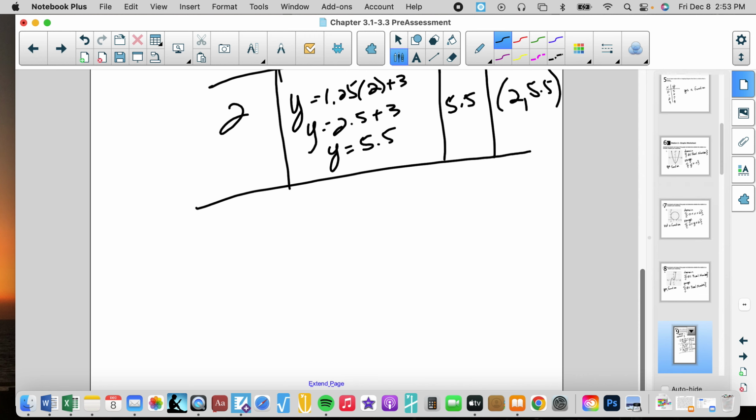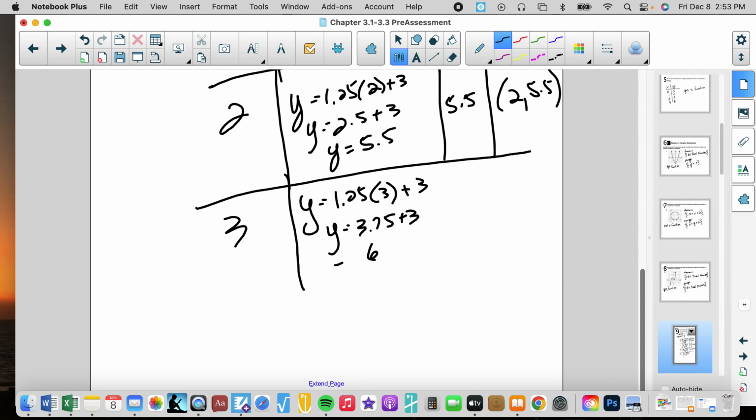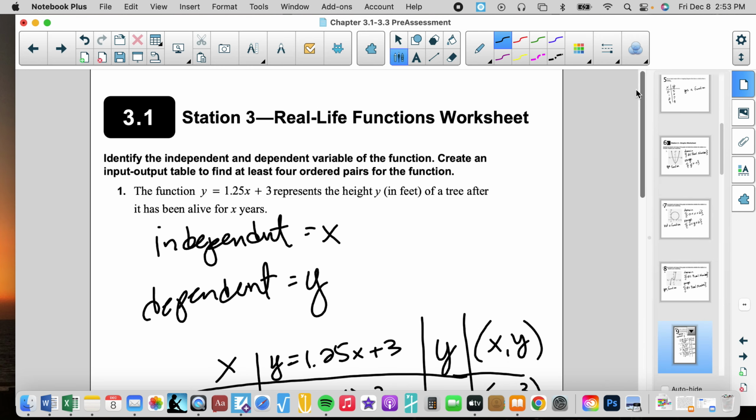Last one, year 3. y equals 1.25 times 3 plus 3. y equals 3.75 plus 3, or 6. Sorry, started cheating there. 6.75 for my height. And so year 3 is 6.75. Perfect. And we've put out 4 ordered pairs of the function.